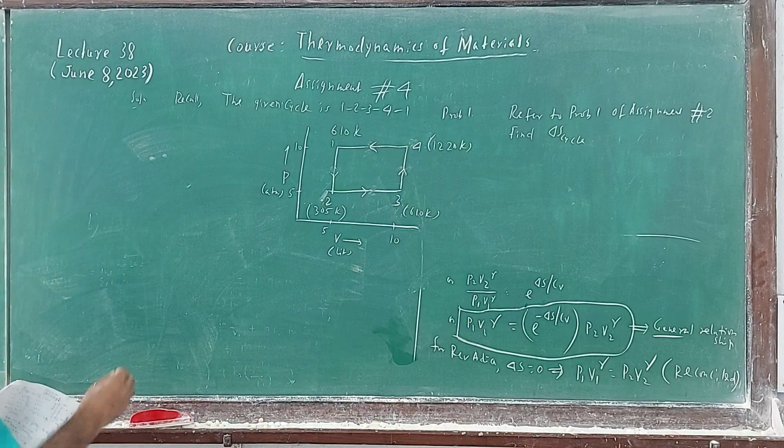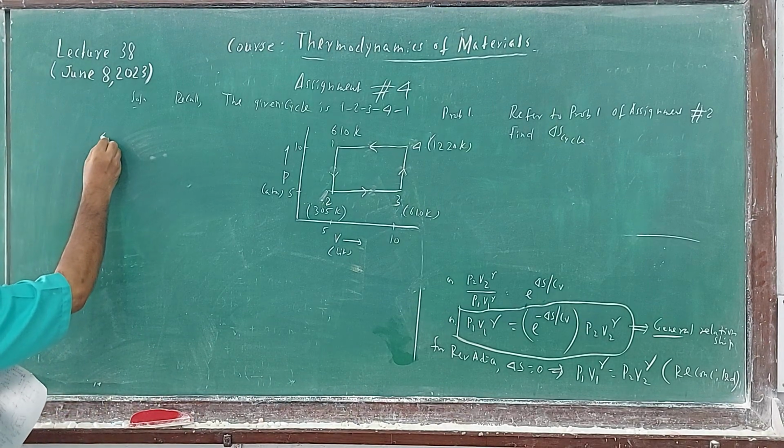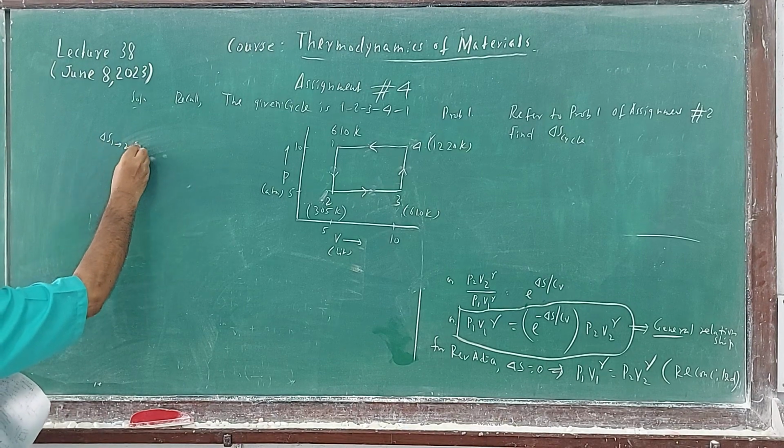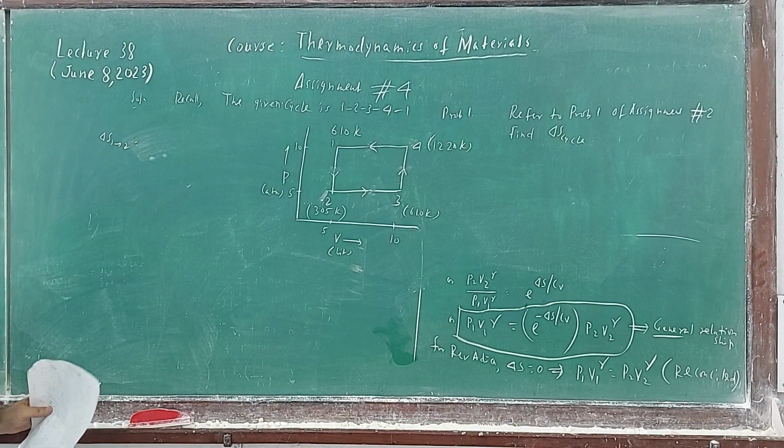Okay, so let us start step by step. Delta S for 1 to 2. What is this? What process is it? Delta S for 1 to 2.